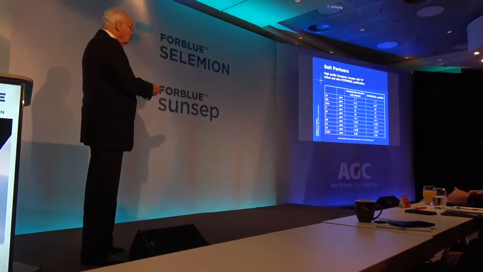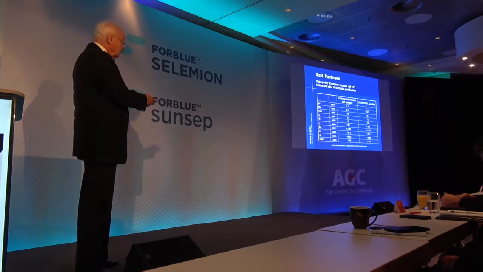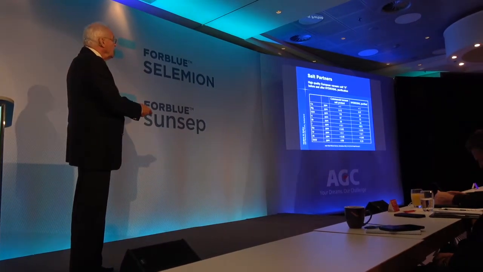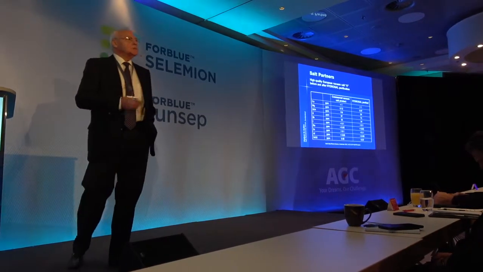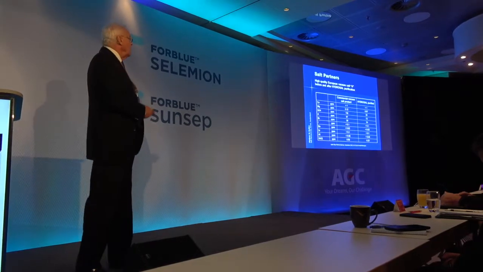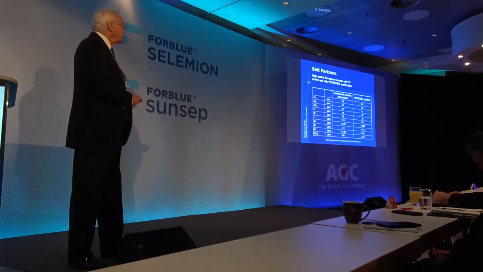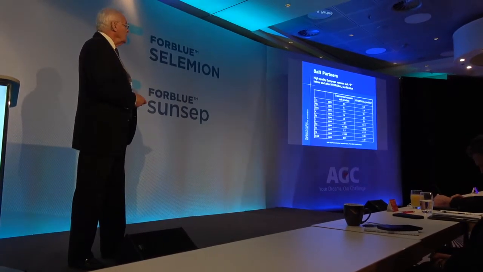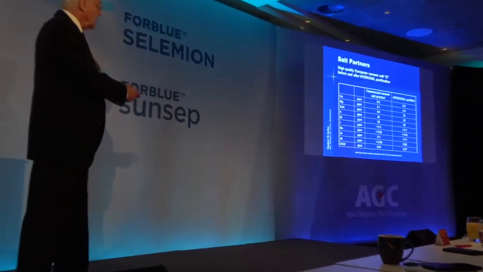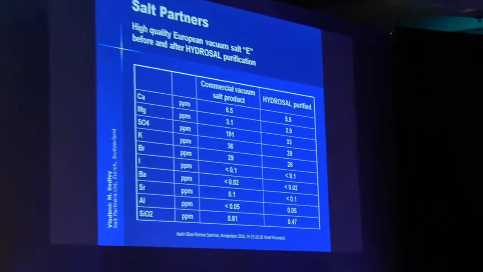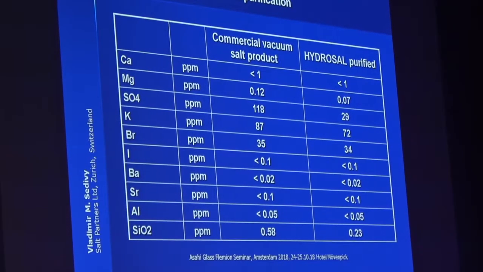You can see that on the surface of those salt crystals is, in this example, 118 of sulfate, and 29 of that is embedded in the salt crystals. The rest is on the surface. It can be removed. Another example, we have a salt with higher sulfate, with also much more sulfate on the surface. But if you compare the calcium in the previous example, it is less than 1 ppm.